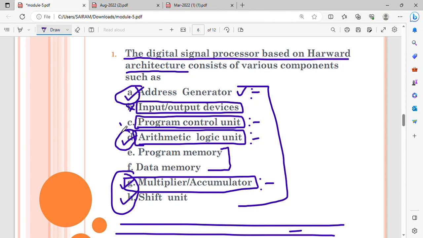So program control unit is optional, write it if you want, skip it if you want. But about address generator, arithmetic and logic unit, multiplier and accumulator and shift unit, you have to write without fail. You have to write about these four without fail in the answer script, and you are supposed to write with respect to pipelining. I have told you what pipelining is.